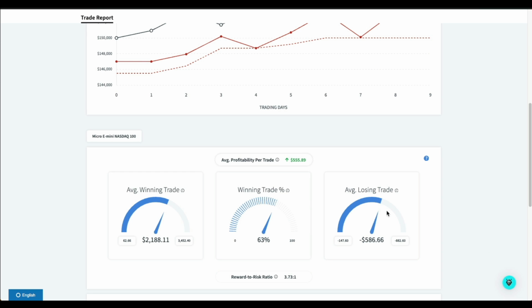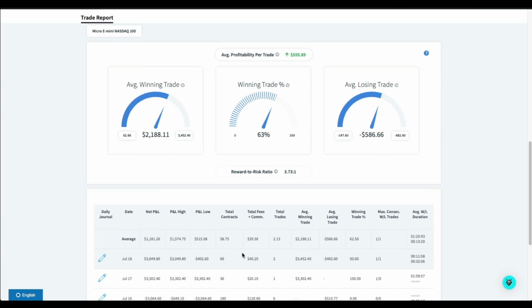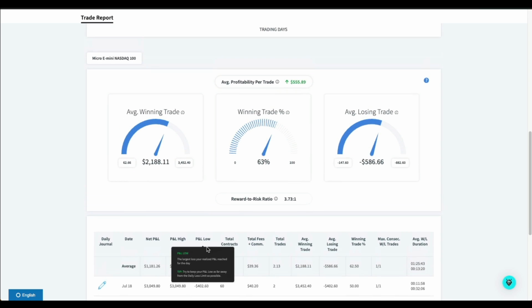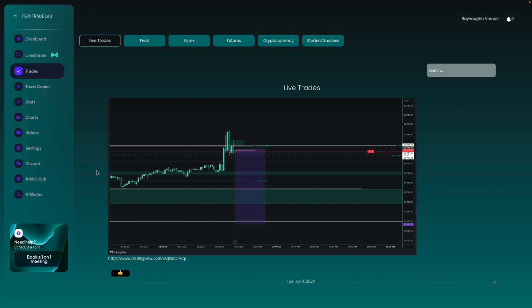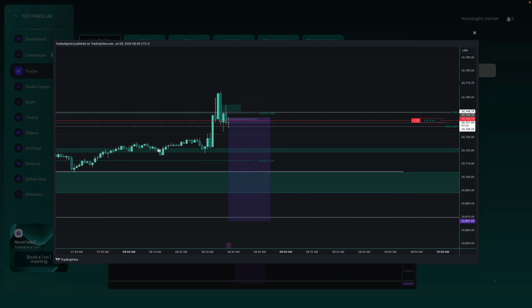So today what I want to do is actually break down some of these trades I took in the market for you guys and show you guys my entry, show you the mistakes I made, show you the things that I did correctly, and hopefully you guys can learn from this video. We currently are inside of the TGFX Trade Lab app, and as you guys can see, we actually called this trade on July 9th. So if I click on this picture, we can see where my first entry was actually at.